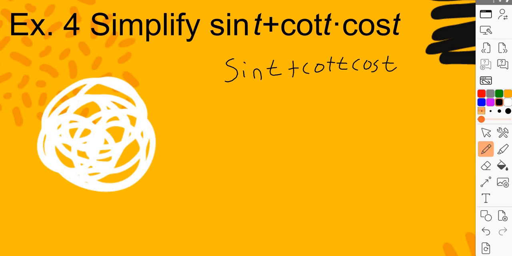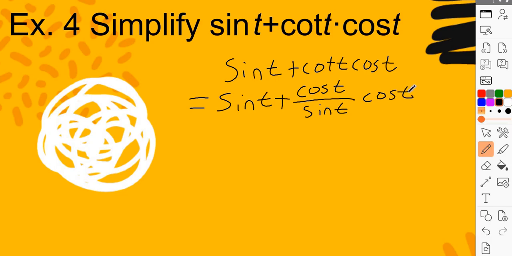Which one? Quotient identity. Yeah, our quotient identity tells us that cotangent of t equals what? 1 over tangent. That would be the reciprocal. We're using the quotient. It tells us that cotangent of t equals, we've already used it before, cosine over sine.